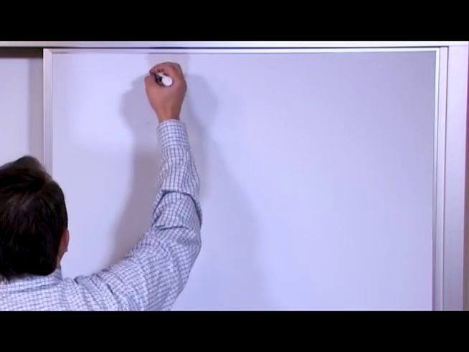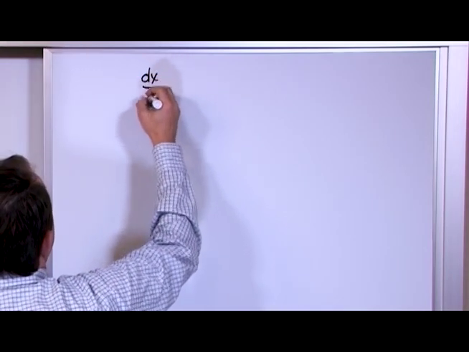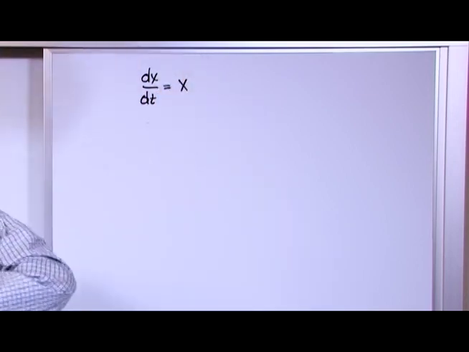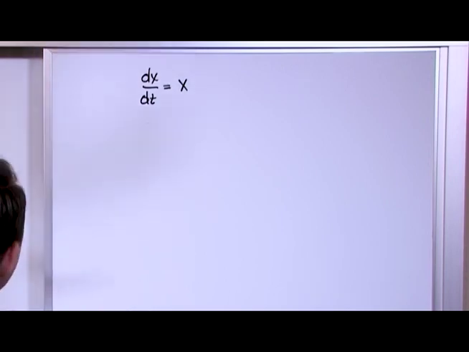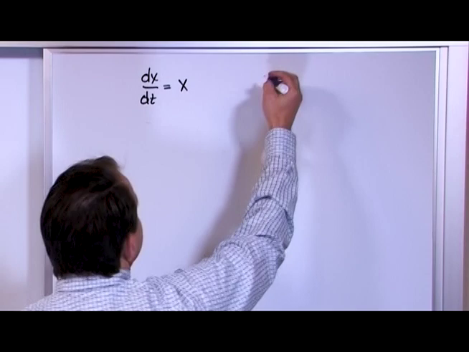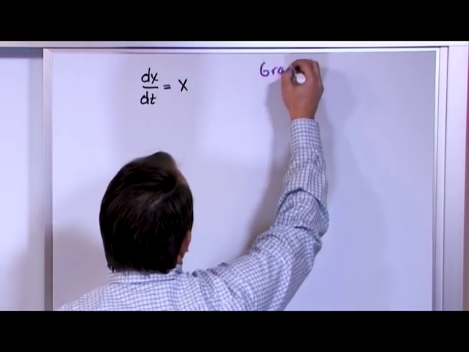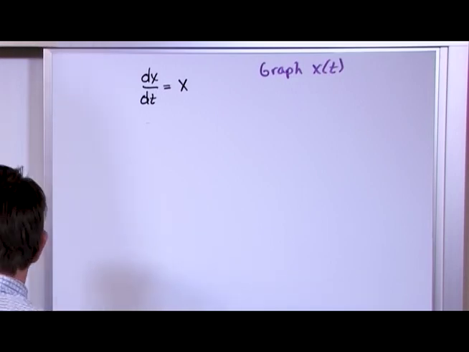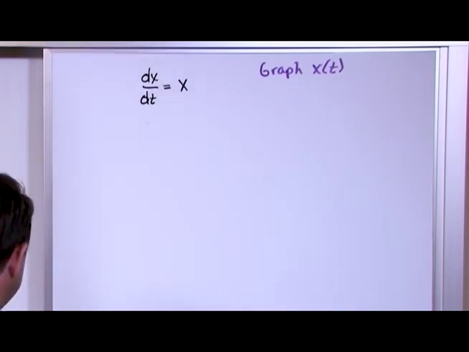Let's pretend all we have is the following. dx/dt is equal to x. And we're told to graph it there. So we want to graph x of t. That's what we're trying to graph. And we've actually calculated the solution over there, but we're not going to look at that right now.